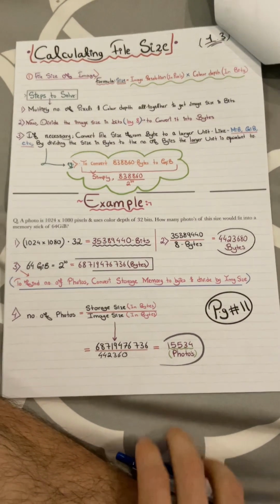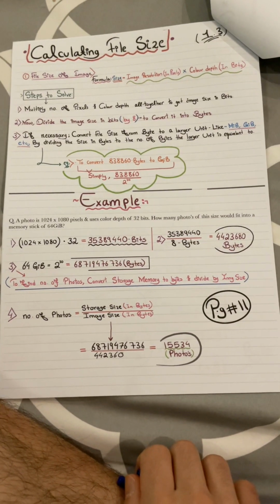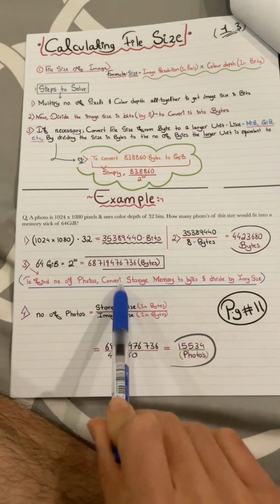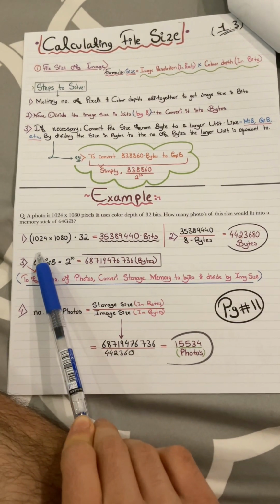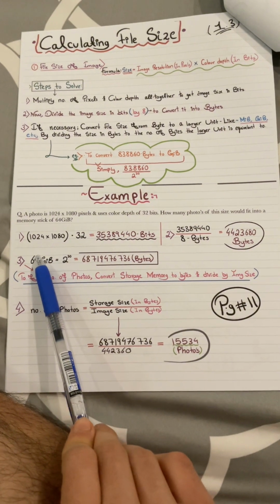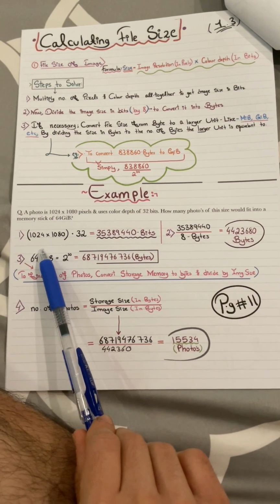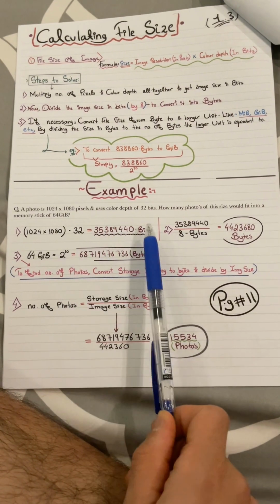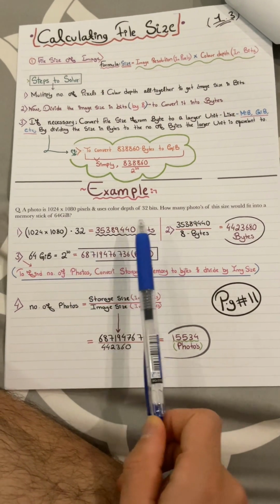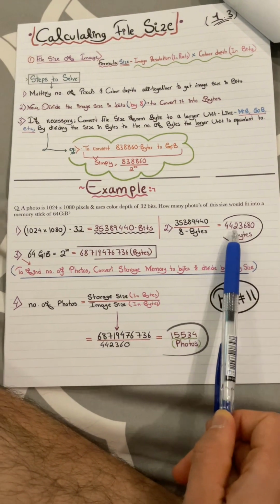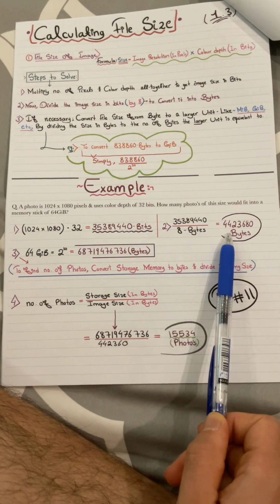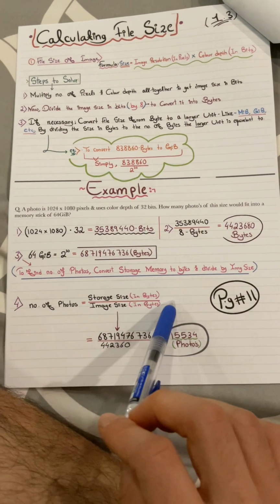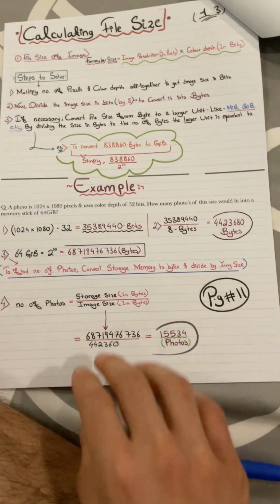For example, a photo was taken at this many pixels and uses a color depth of 32 bits. How many photos of this size would fit into a memory stick of 64 GB? First, we find the image resolution by multiplying. Then we find the file size by multiplying the image resolution by the color depth of 32 bits. Now we divide this by 8 to get it in bytes, and then we work out the storage using 2/3 of the space. So the number of photos would be the storage size in bytes divided by the image size. Find both and you're going to find the number of photos.